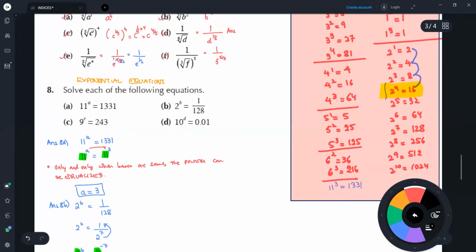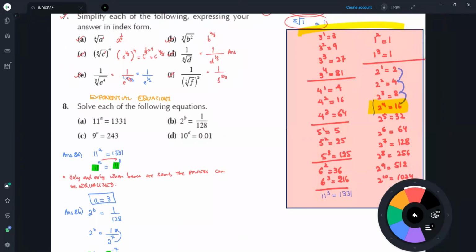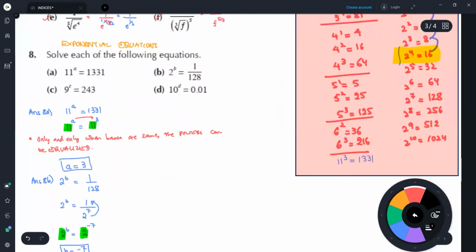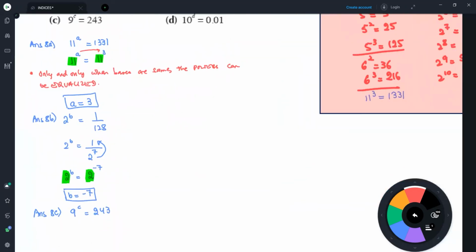Inside the red box, can you see if there is a 243 somewhere? No, sir. Then what do I do? 9 cube is 729. What is the base here? 9. Let's just write down the powers. 9 to the power 1 is 9. 9 square is 81. 9 cube is 729. And we don't have 243.